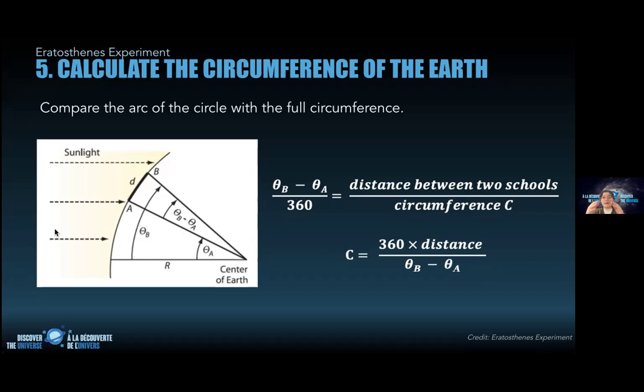And that fraction, again, equals the distance between the 2 schools divided by the circumference of the Earth. So the circumference itself equals 360 times that distance between the 2 schools, divided by the difference between the two angles.